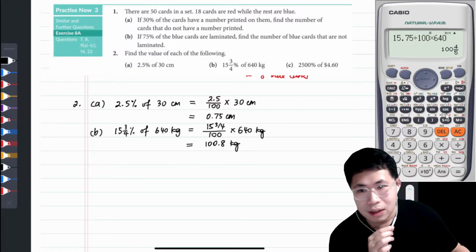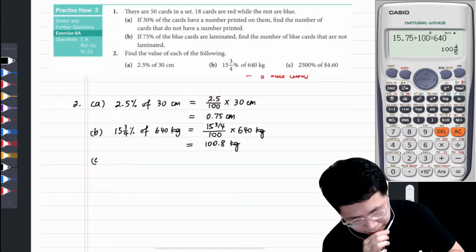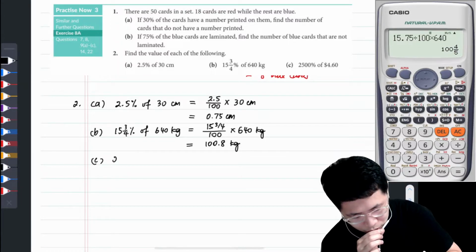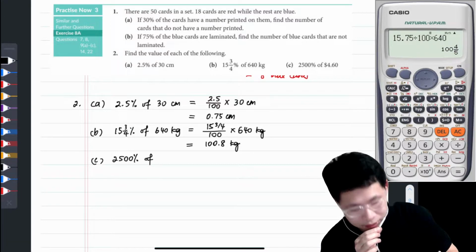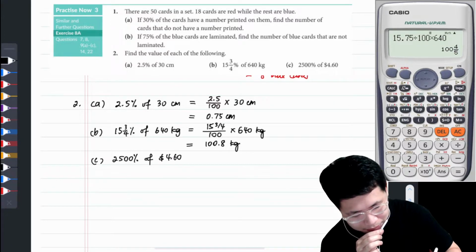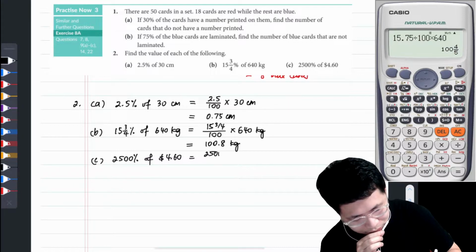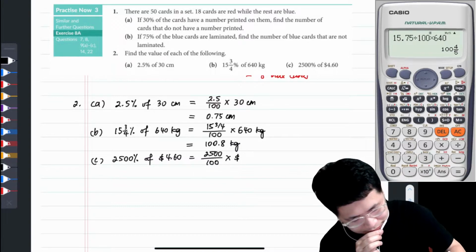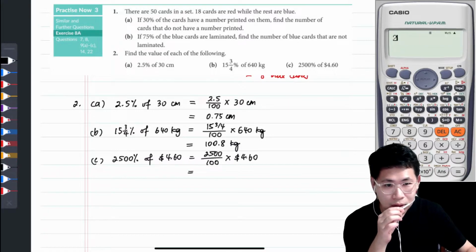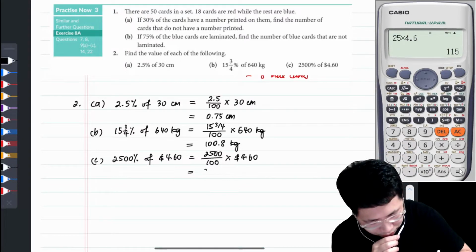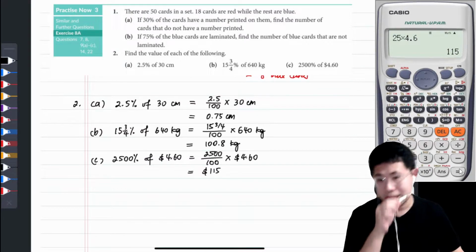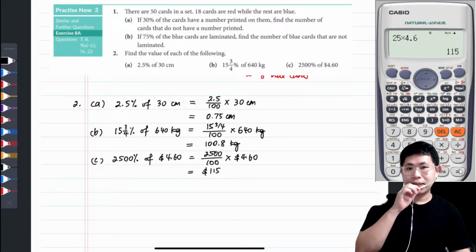Now, last but not least, the part C. It is 2,500% of $4.60. So it's going to be bigger than this, huh? So 2,500 divided by 100 times $4.60. This will give me just 25 times 460. So this is 115, so $115. Okay, so here we go with practice 3.